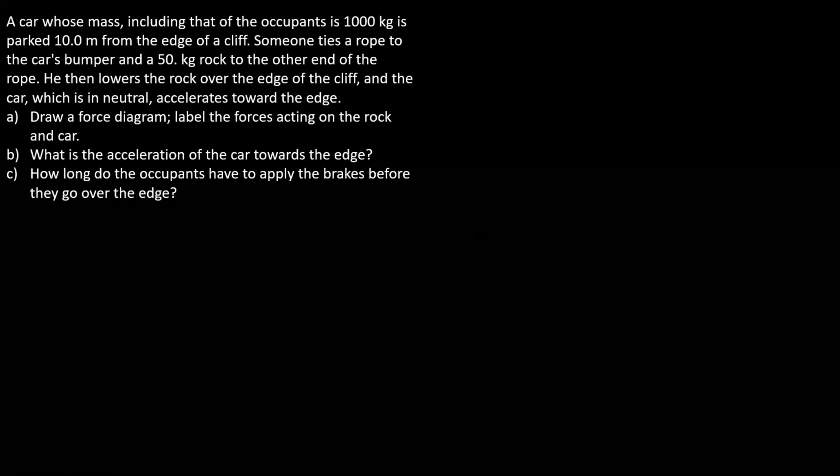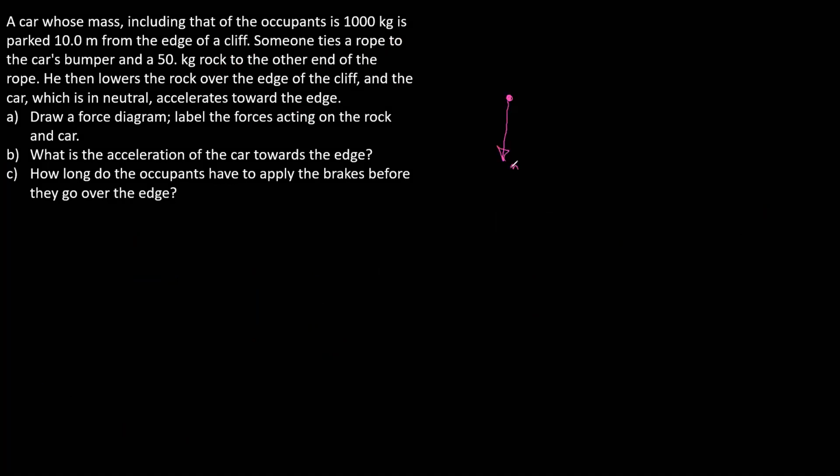Draw a force diagram, label the forces acting on the rock and the car. So if we are assuming the car is in neutral, then we are going to assume frictionless. So for the car, it would be the mass of the car times g would be gravity down. There would be the normal force up. The free body diagrams are going to be exactly the same as the free body diagrams that I had for problem 1.